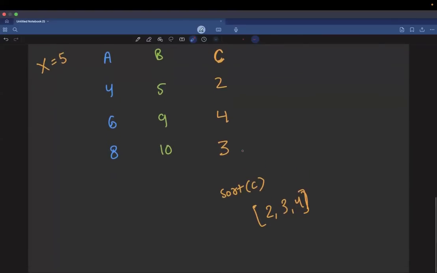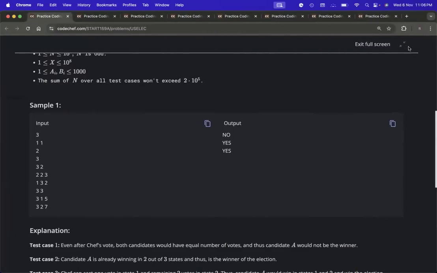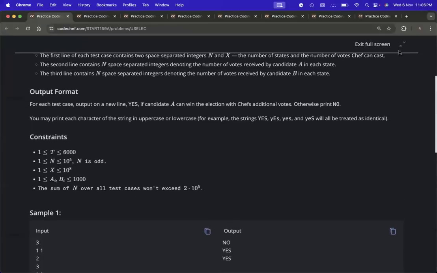I hope this is clear. So okay, if it is clear, then let's go to the code.